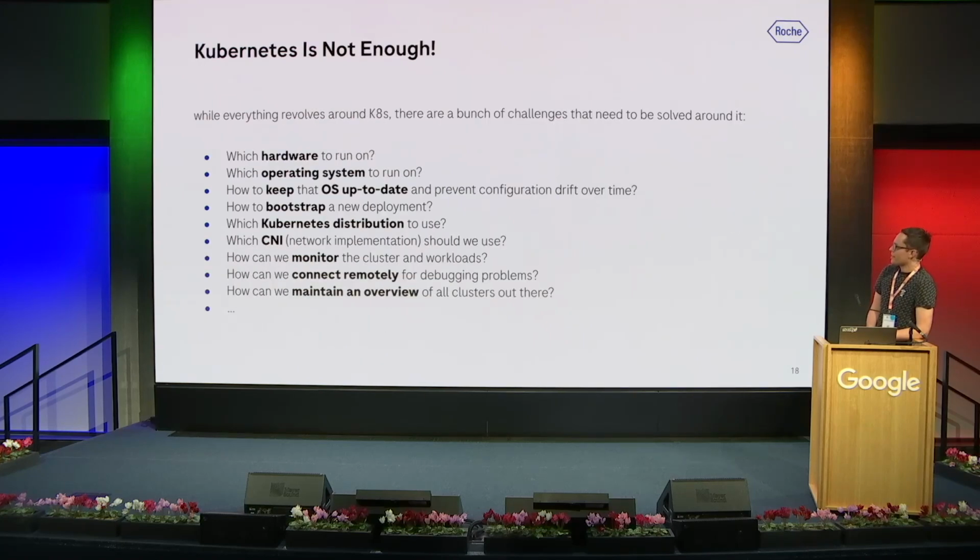Now, it sounds easy, right? Just install Kubernetes. But there are actually a bunch of challenges around this, and a bunch of questions we had to think about. First of all, which hardware do we run on? What is the operating system we want to use for these clusters? How do we keep the operating system up to date? And especially since we're not in the cloud here, we cannot just throw away the hardware and put in new hardware like we would with immutable infrastructure in the cloud.